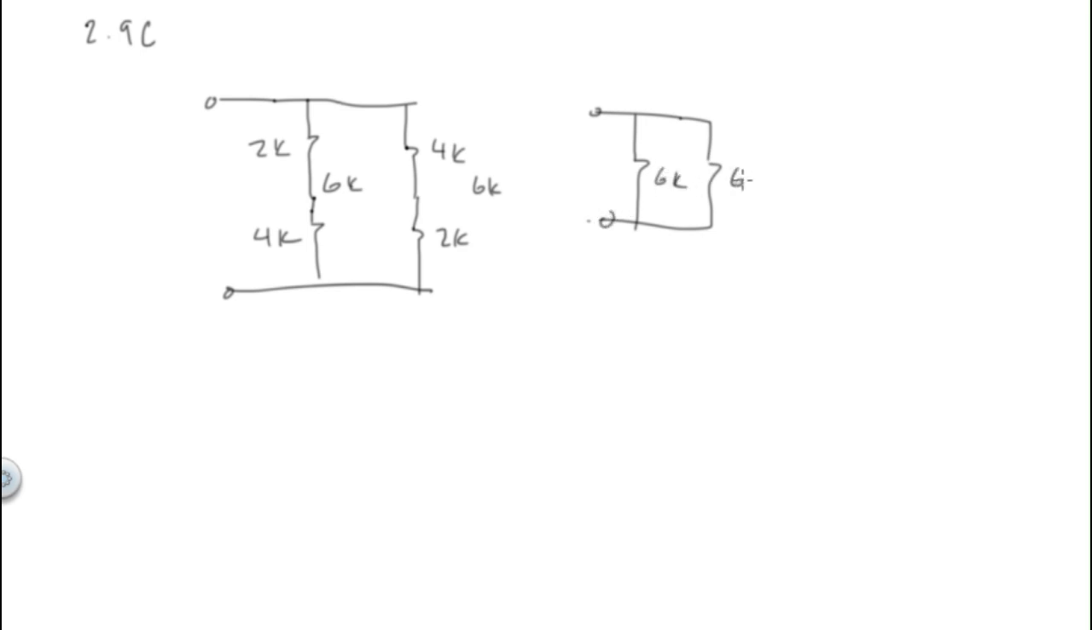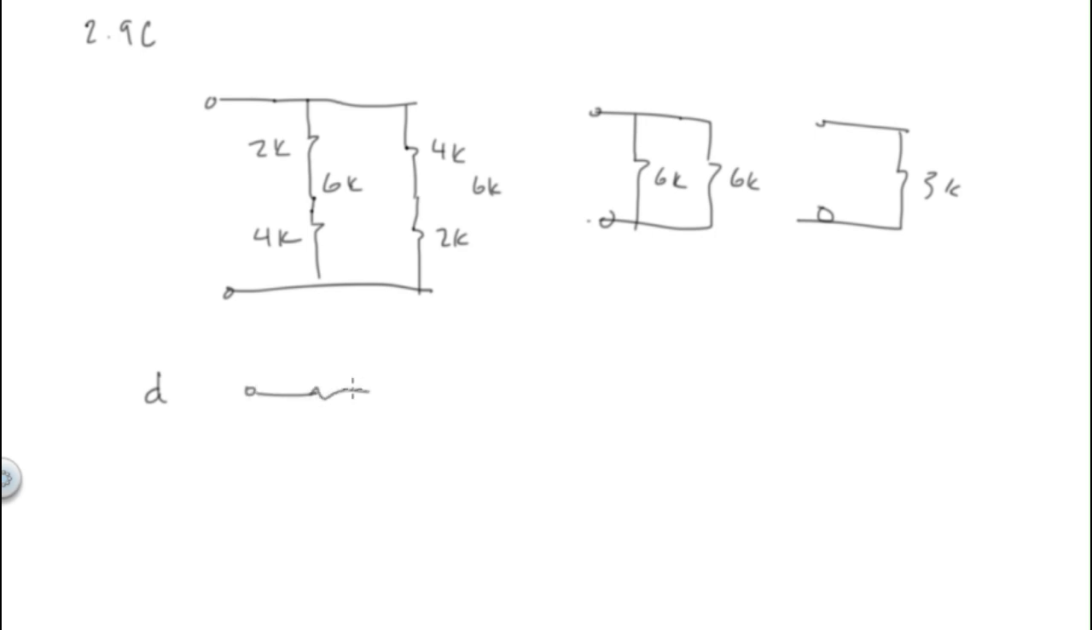6K parallel with 6K. Remember, if they're equal, you can do them in half, and exactly what you have is a 3K. So all this mess over here is equal to a 3K resistor. That's all it is. And then D, I'm trying to trick you by putting the terminal on the other side, but we can redraw it.